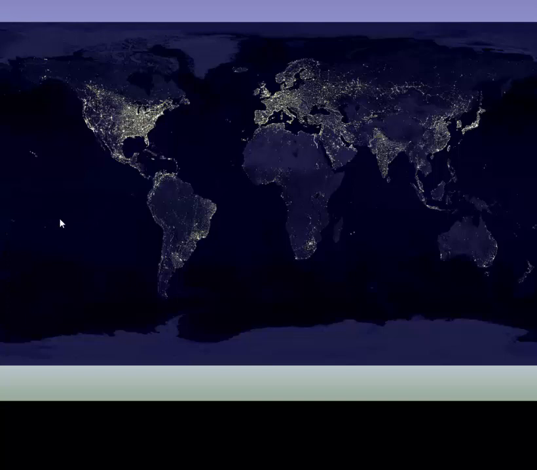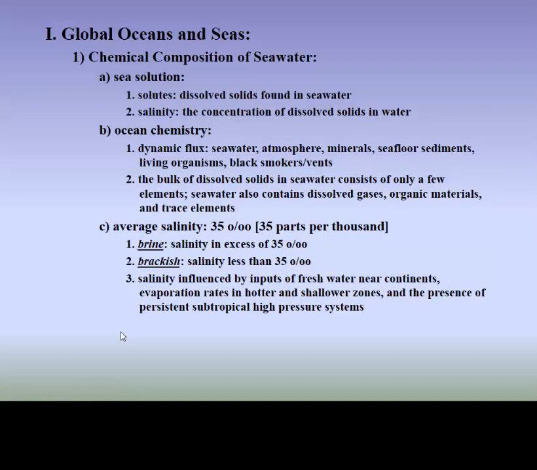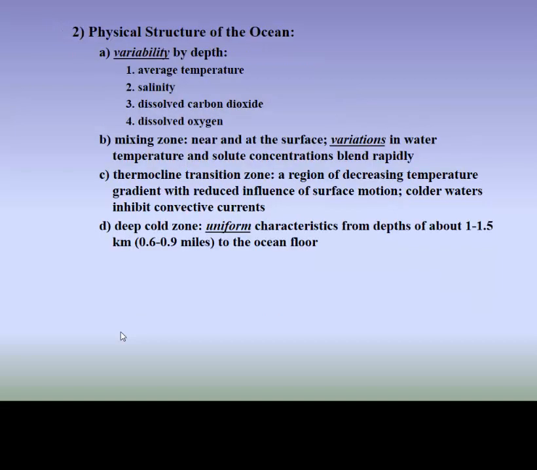So I thought this was neat. This is a satellite image, or composite satellite image, of the lights in the world. So you can see where there's lots of lights, less lights. Thought it was kind of interesting where we look at the allocation of resources. This is San Juan, Puerto Rico, right here, and so when we look at the chemical composition of seawater, ocean chemistry, how we're changing that, and how it may be impacted by human activities.